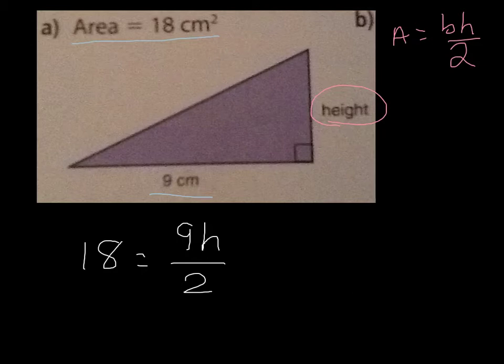In other words, 9 multiplied by what number divided by 2 would equal 18, and that will give us our height.